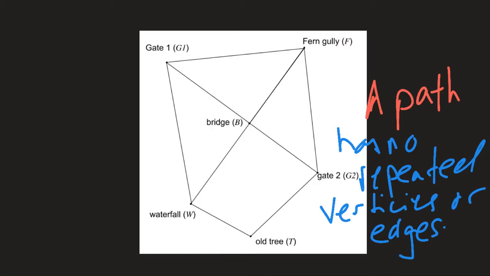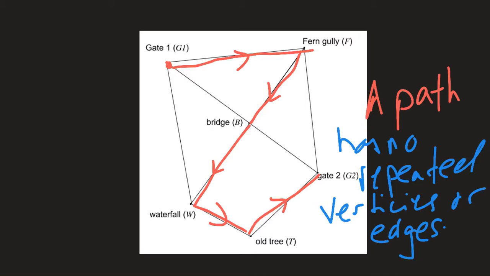So again, I'm going to start here at gate 1. There's my starting point. To show you an example of a path, I can't repeat any vertices or edges. So I'm going to go from gate 1 to Fern Gully. From Fern Gully, I'm going to turn and head to the bridge. After the bridge, I'm going to head to the waterfall. After the waterfall, I'm going to turn and head down to the tree. And after the old tree, I'll head to the gate. And there is an example of our path. My path doesn't necessarily need to end where it started.